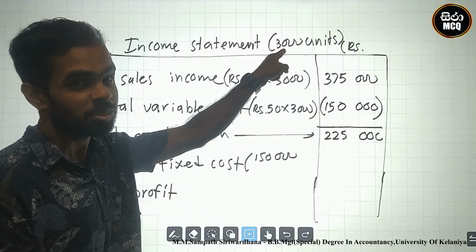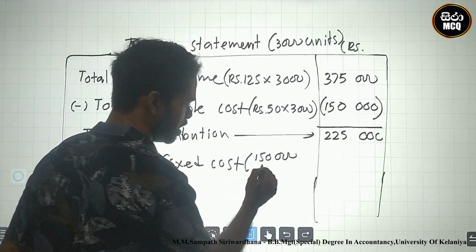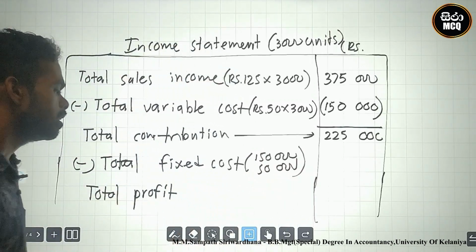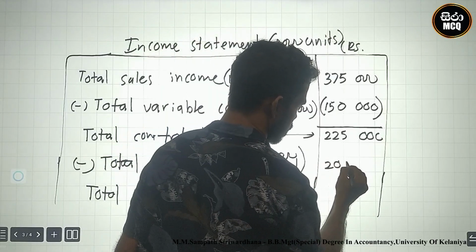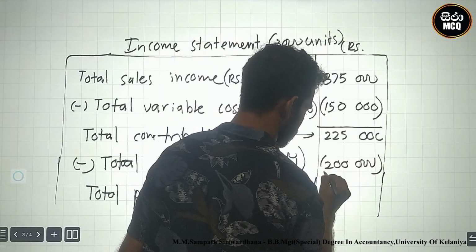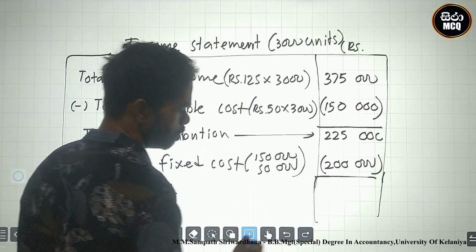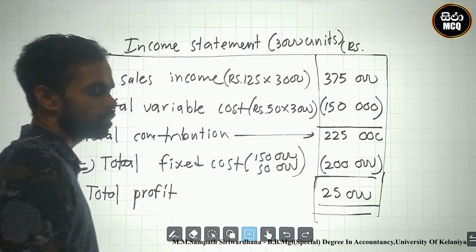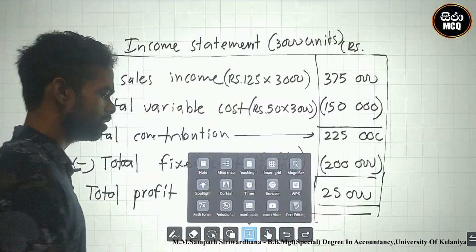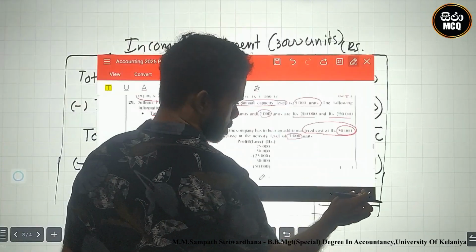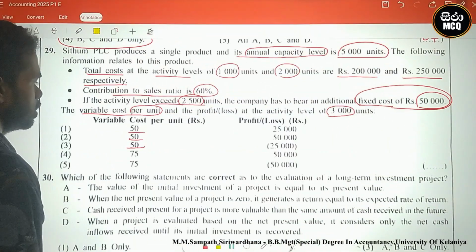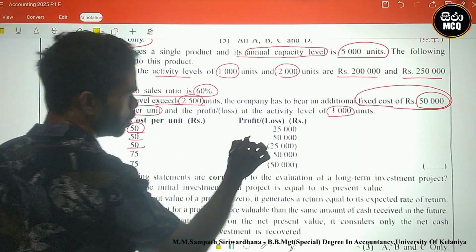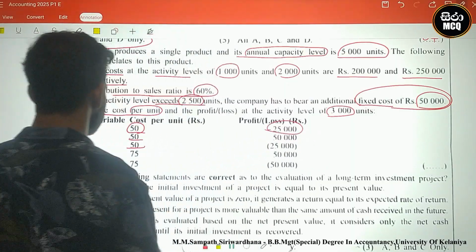This is 3,000 units now. Therefore, we must add another 50,000 fixed cost to the current level. Therefore, we identify 200,000 fixed cost. We deduct this and can find the profit of 25,000. This is the profit, 25,000. We can calculate the answer. The total variable cost per unit is 50. 25,000 is profit. This is the answer.